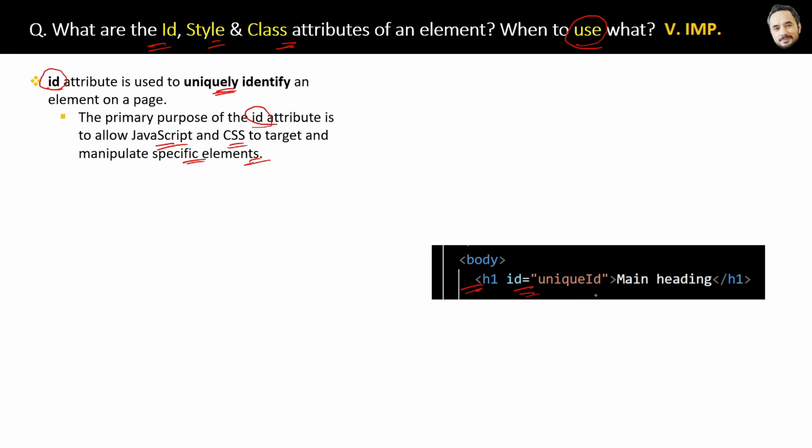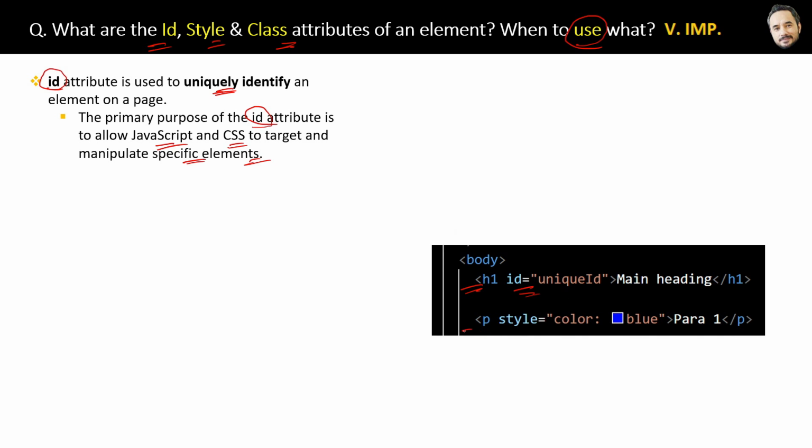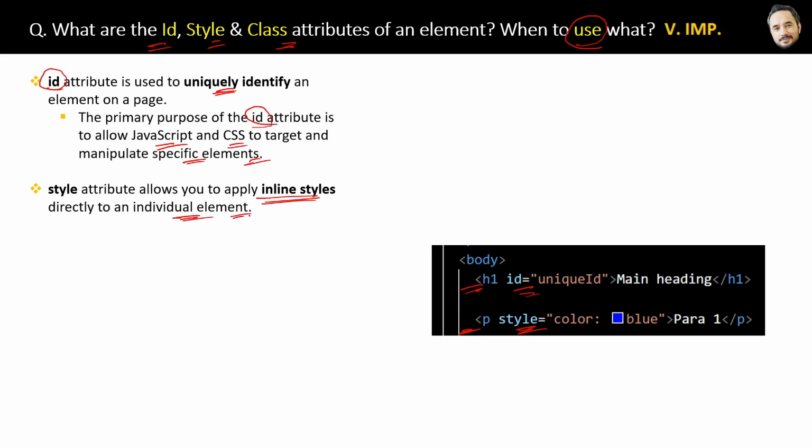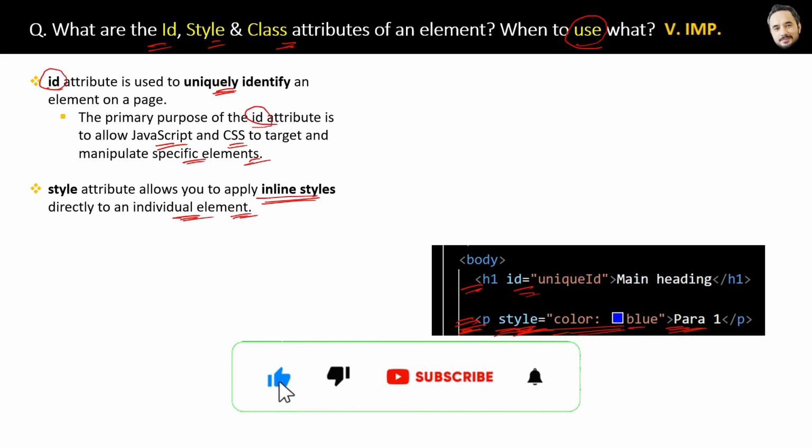The second important attribute of any element is style. And here is the code of a paragraph with the style attribute. Simple definition: a style attribute allows you to apply inline styles directly to the individual, remember, individual element. Now because of style, the color of this paragraph will be blue. But what if you want to apply the same style not just to an individual but to multiple elements? So one way is to copy paste the same style in multiple elements, right? But that will make your HTML bad looking, right?